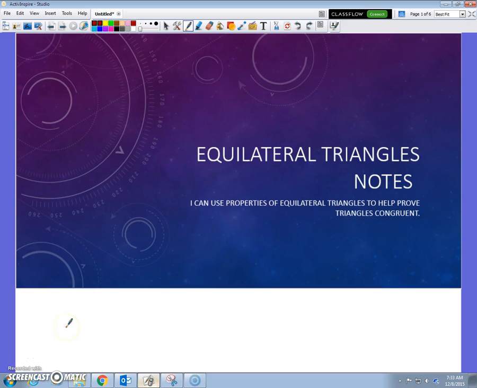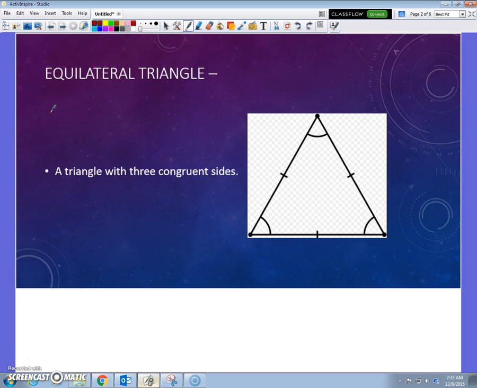Alright, this is Mr. Gillum, and today we're going to learn about equilateral triangles. Some of the properties of equilateral triangles are going to be nice for us to have when we're doing our proofs. So let's take a look here. First things first, an equilateral triangle is a triangle that has three equal sides.